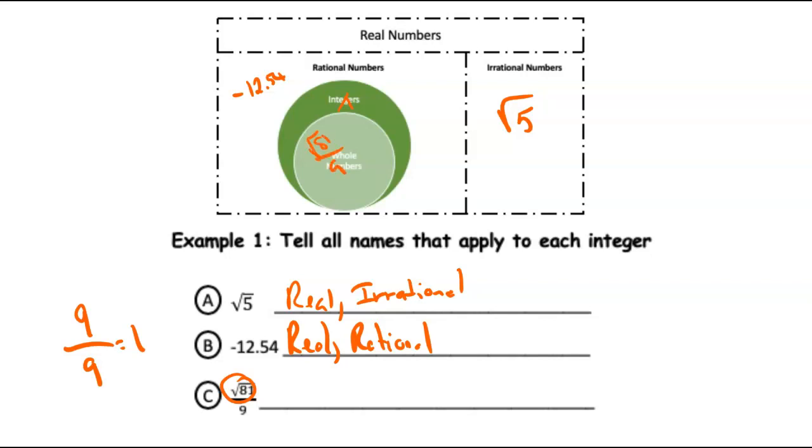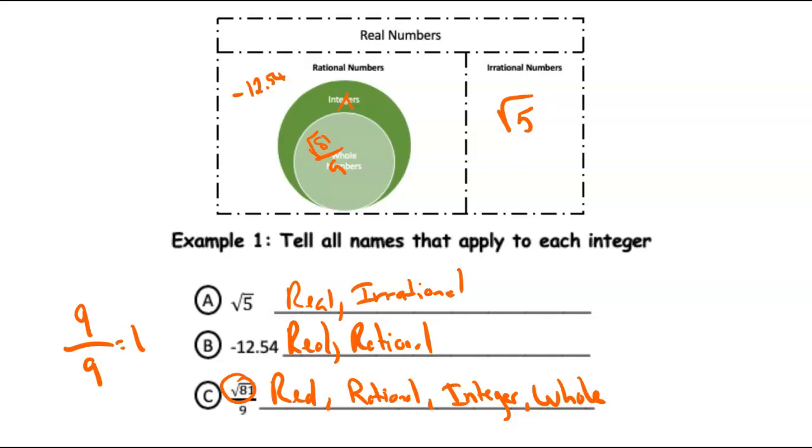somewhere in my whole number section, which means if it's a whole number, it fits into every larger category as well. So it is a real number, it is a rational number, it is an integer, and it's a whole number. Fits into all the categories. If it's a whole number, it's going to fit into all the bigger categories.